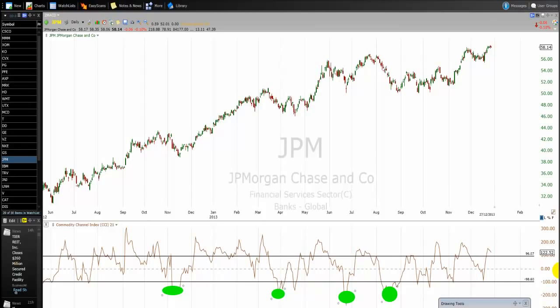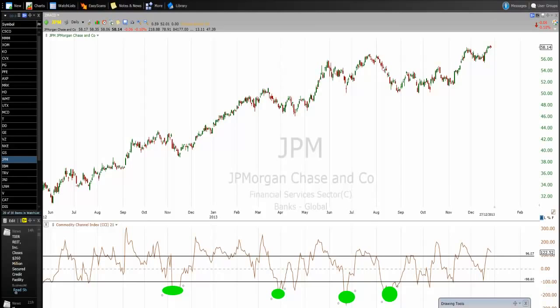The oversold zone is set at negative 100, and the overbought zone is set at positive 100. So in theory, what they are teaching, what they told you, is that when it goes above 100, sell. When it dips below minus 100, buy. Do not follow that advice.